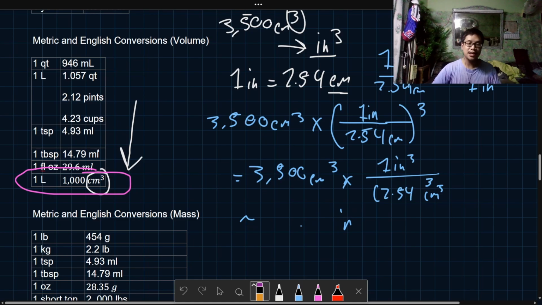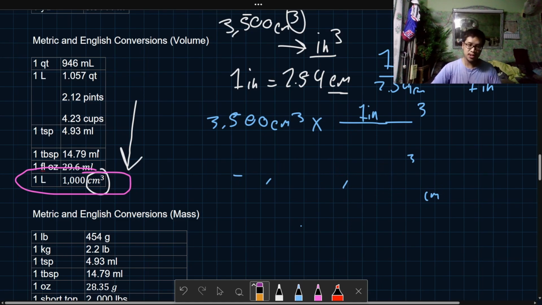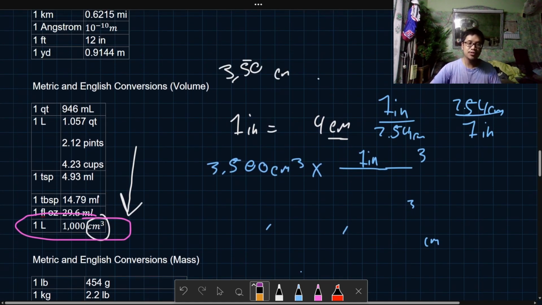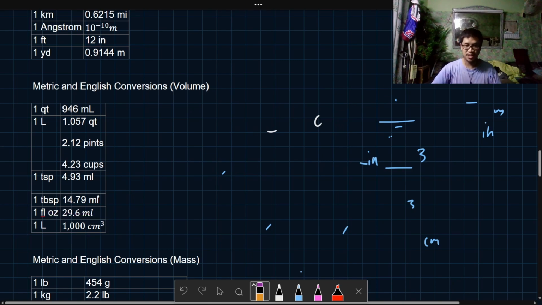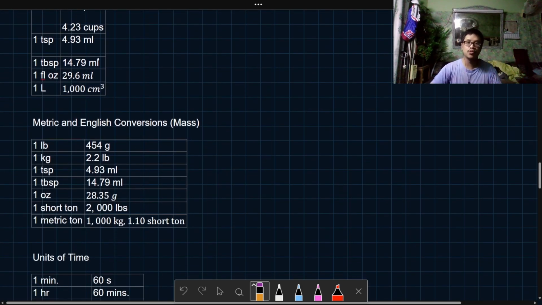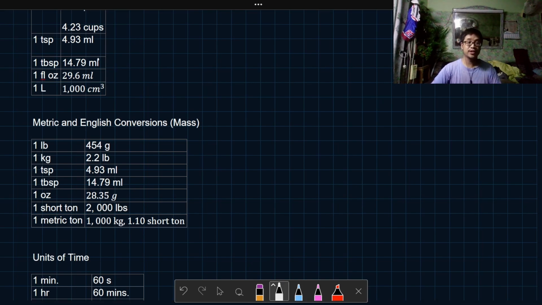Now, lastly, let's try mass units. Metric and English conversions where the units are used for mass. Let me just erase the writing here so that we can make the solutions clean. All right, so let's try a few examples.